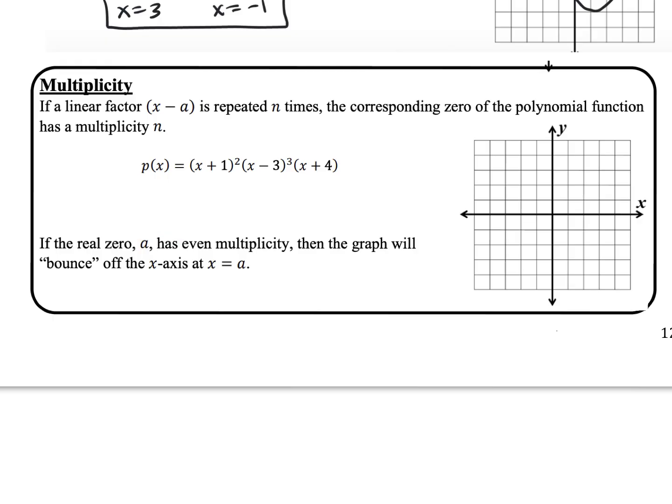So let's go and write those. Our zeros are, Phoebe said, -1, 3, and -4. And let's go to our graph. -1, 3, and -4.